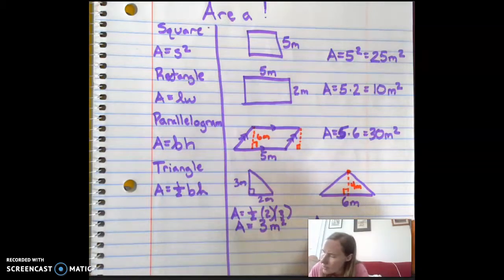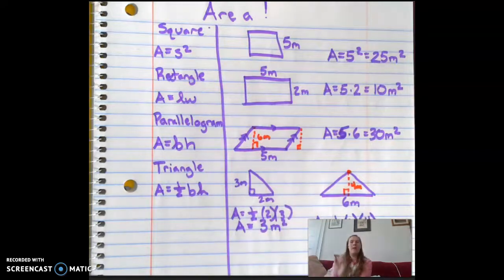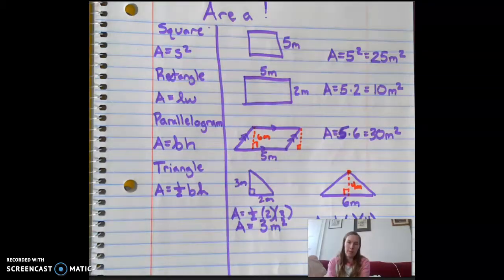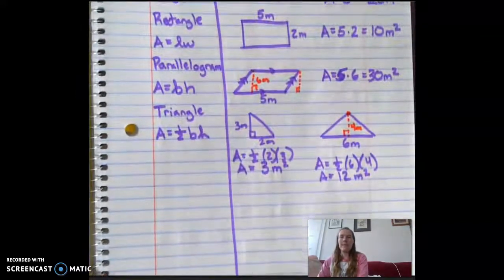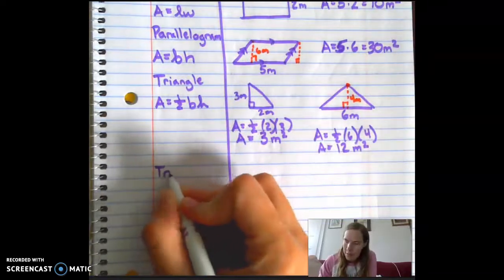All right, let's check. So area is 1/2 base times height. So 1/2 base times height, your area is 12 meters squared. So we're almost done. We have one more left. And this is the most complicated formula when it comes to area. So, this very last one we're going to talk about is our trapezoid.